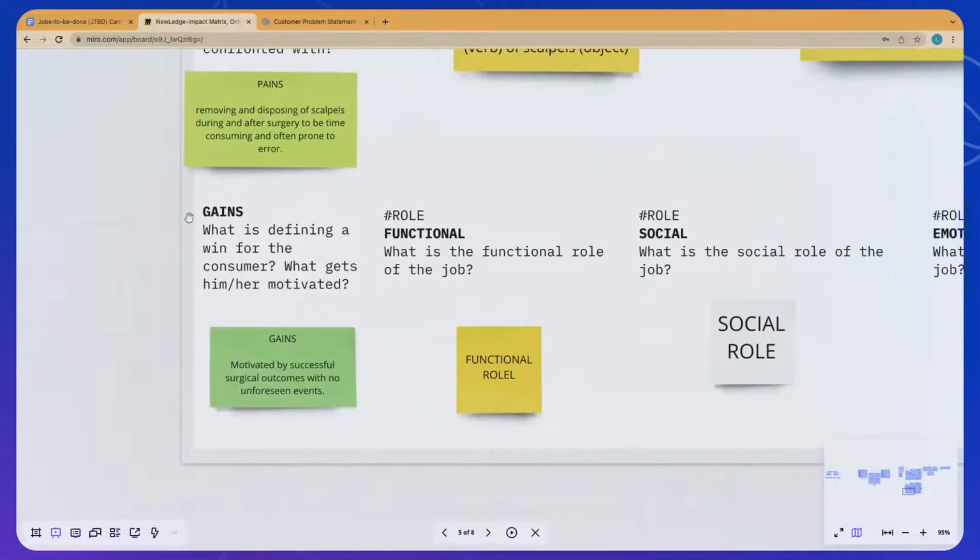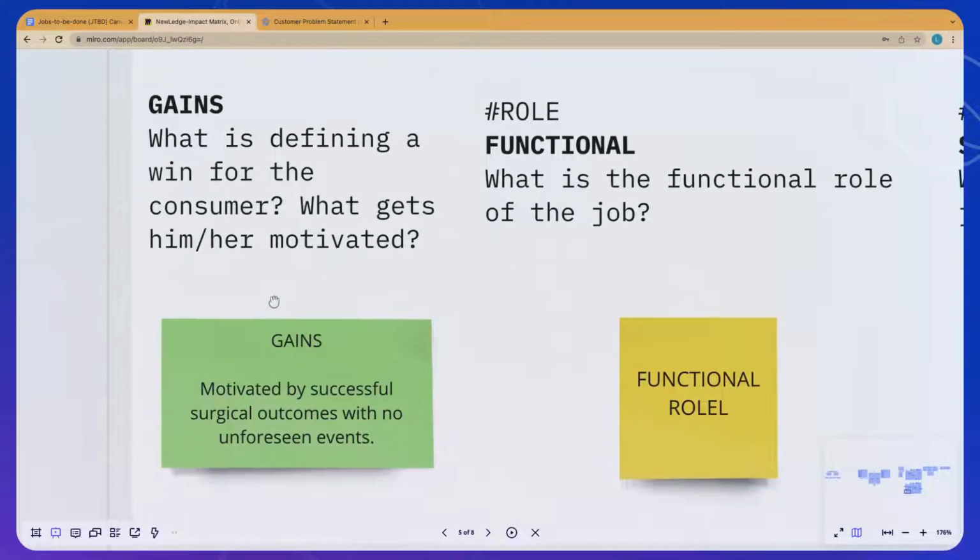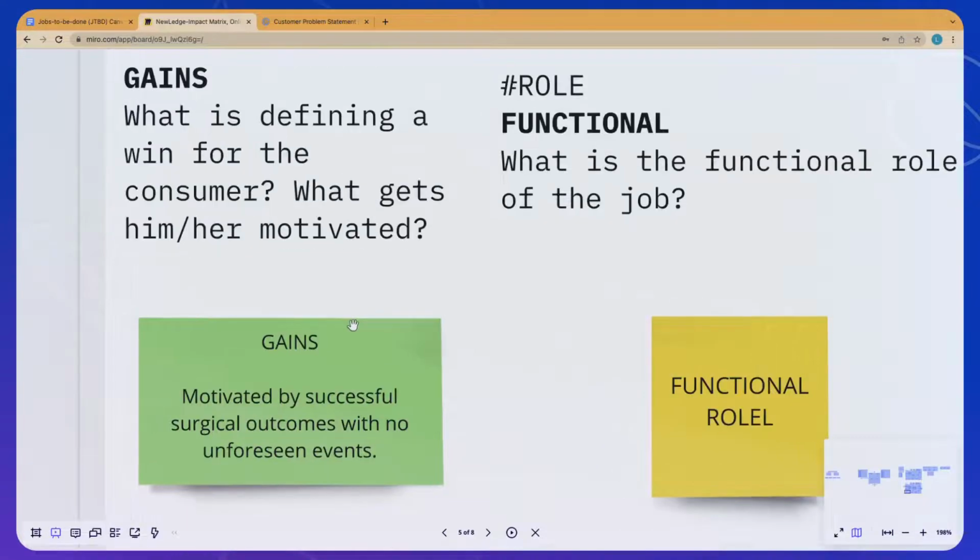So what would a win look like for the customer? What gets them motivated? Both customers in the room are motivated by successful surgical outcomes with no unforeseen events. And of course, the hospital administrators want that as well.